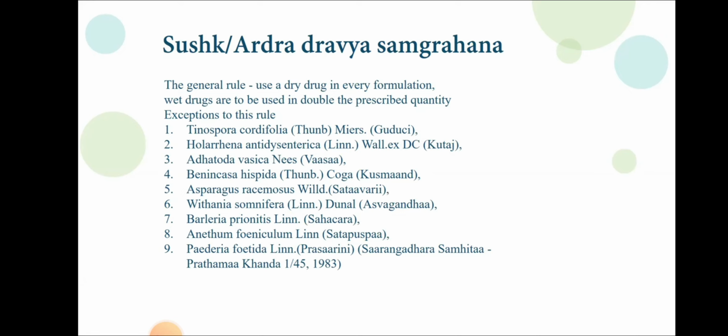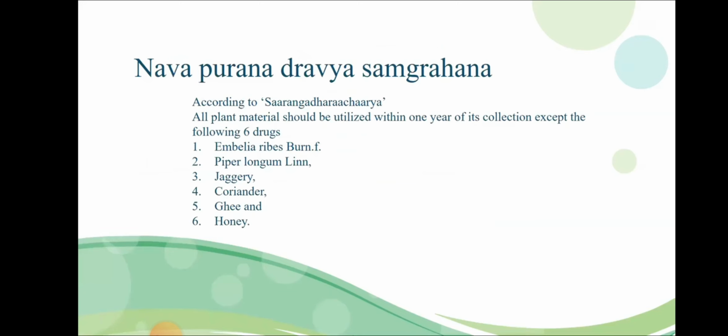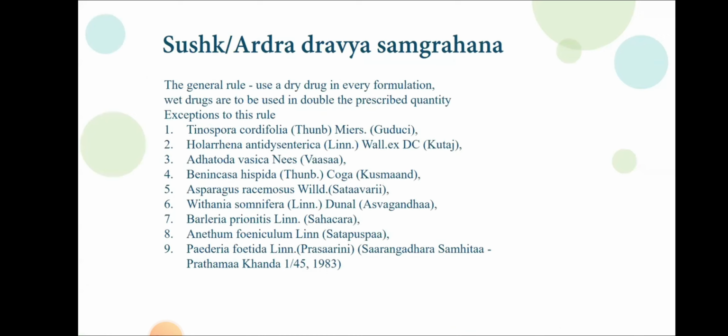A drug which is collected and used within 1 year is called Nava. And a drug which is used after 1 year of its collection is known as Purana. So the Purana drugs, which should always be used after 1 year of collection, are the 6 drugs explained by Sharangadhara Acharya. And the rest of all the drugs have to be freshly collected and freshly dried. That has to be used in every formulation.